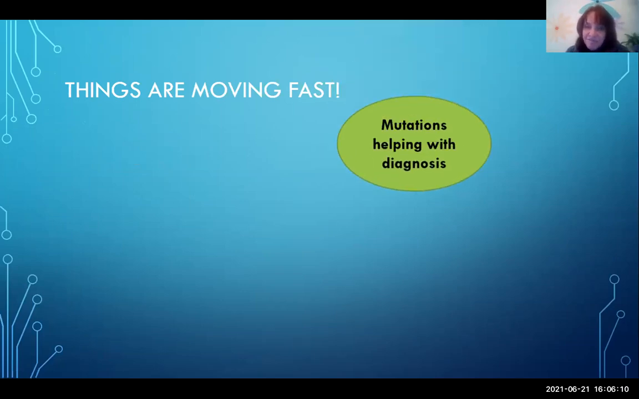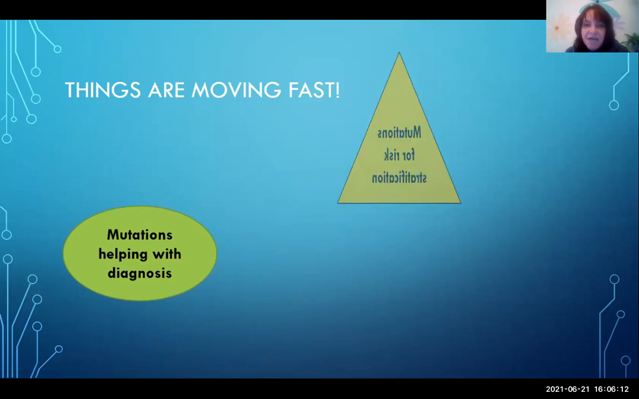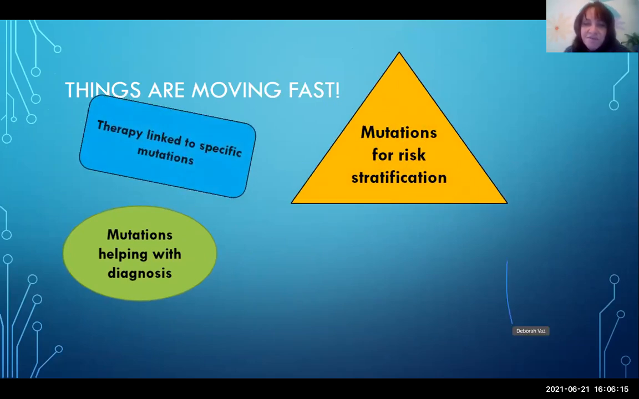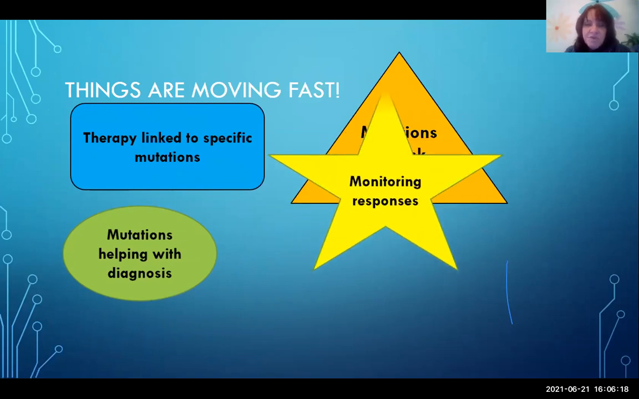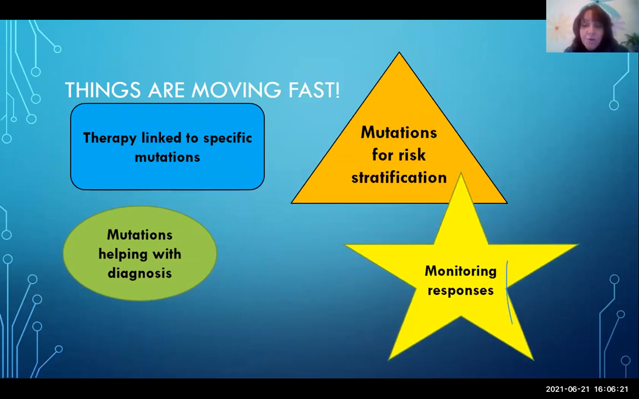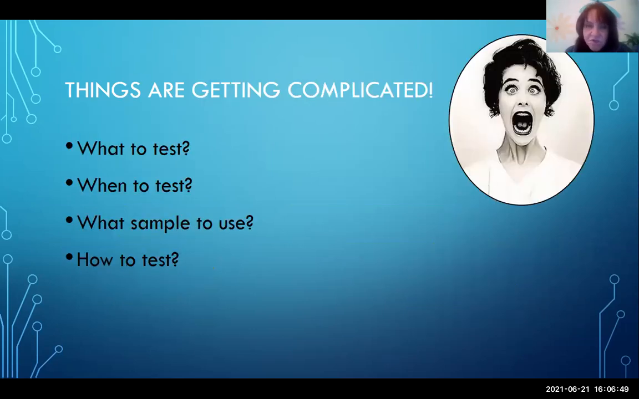So things are moving really fast. We've got mutations helping with diagnosis. We've got mutations for risk stratification, therapy now linked to specific mutations, and now, which is fantastic, we're able to monitor responses. But this obviously comes at a cost in that everybody's having to learn on the job, including me. The advantage of myself is I don't have to care about the patients as well, so I can concentrate on giving advice and accumulating the knowledge to actually be able to interpret this molecular data. But obviously this is becoming more and more tricky for clinicians and pathologists.